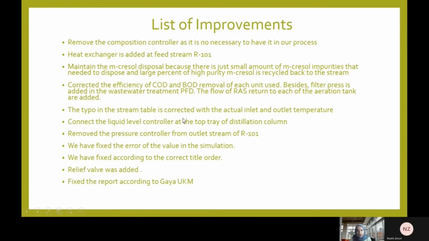We connected the liquid level controller at the top of the distillation column. We removed the pressure controller from the outlet stream of reactor 1. We have fixed the error of the values in the simulation. We have fixed the title order according to the correct order. A relief valve was added. We fixed the final report according to the guidelines of UKM.